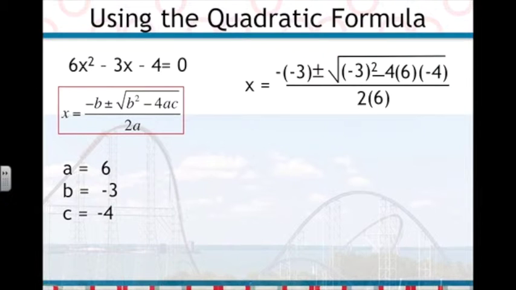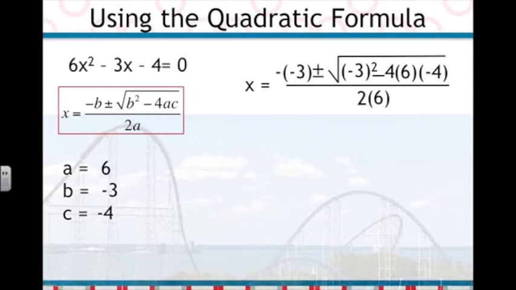Now that we have all the proper values in place, all we need to do is simplify. First, let's simplify what's in the square root. -3 squared is +9, and 4 times 6 times -4 is 24 times -4. 24 times -4 is a -96.